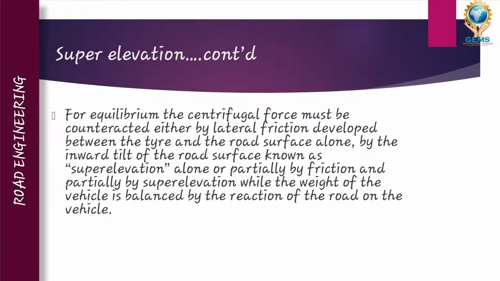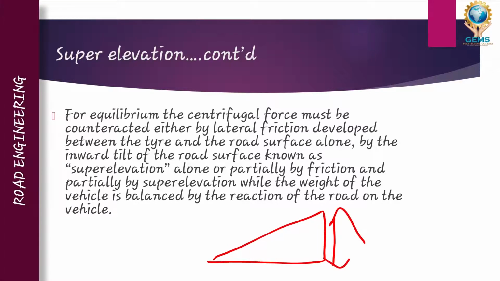For equilibrium, the centrifugal force must be counteracted, either by the lateral force developed between the tire and the road surface, or by tilting the road surface, which is known as super elevation, where we tilt the road surface inward. As we can see, if we make a triangle, this shows the extra rise, and this inner edge shows the super elevation, and this will help the vehicle move safely, and it will prevent skidding and collapsing of the vehicle.